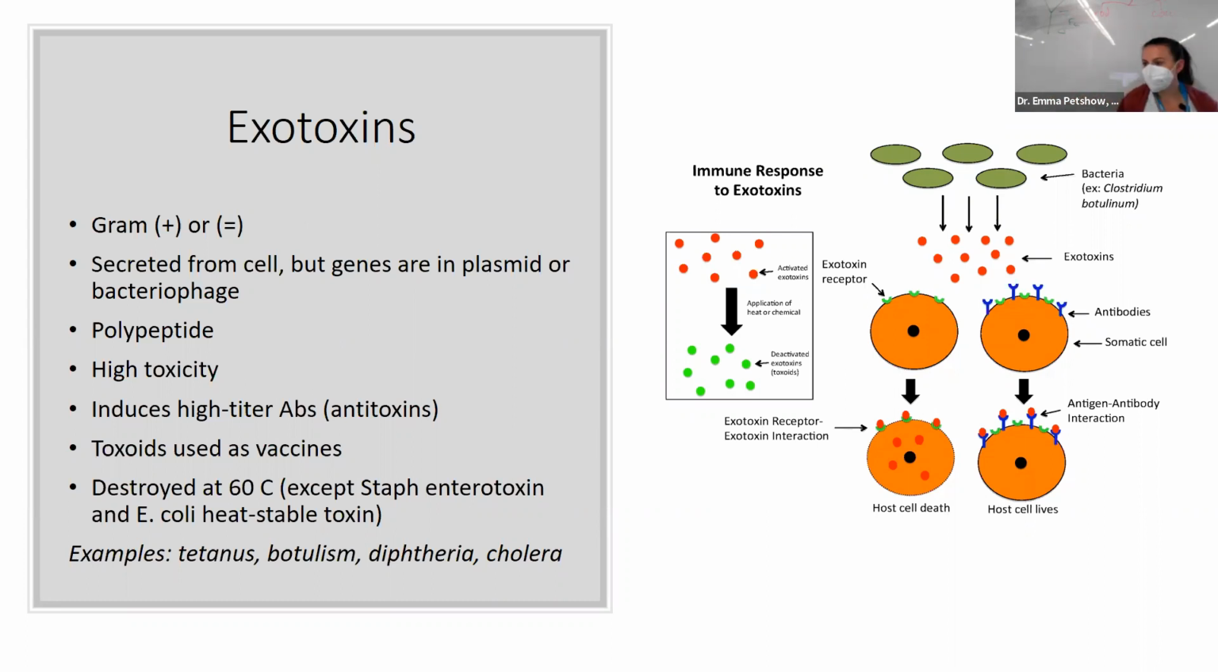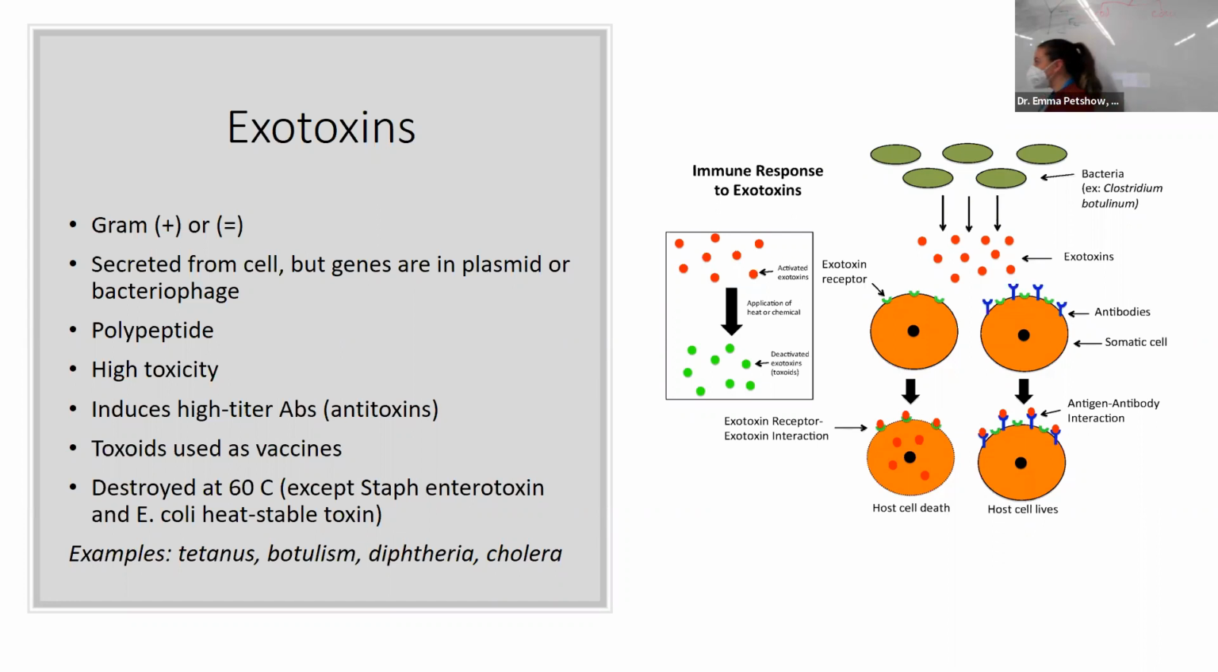They're directly secreted from the cell. The genes for that exotoxin are in the plasmid or bacteriophage themselves. They tend to be polypeptide in nature, highly toxic, and they're going to induce a high level of an antibody response. That's why we can use toxoids as vaccines, because we're going to create a lot of antibodies for that toxoid or that receptor portion of a toxoid. We're not injecting people with the toxin anymore forever.